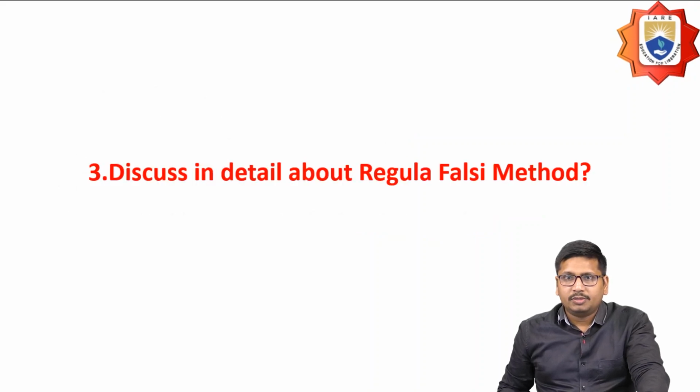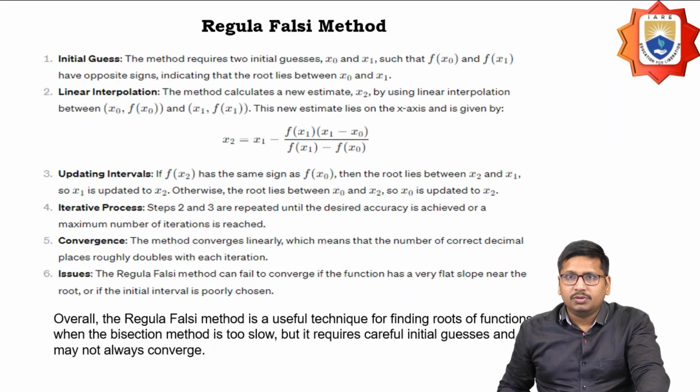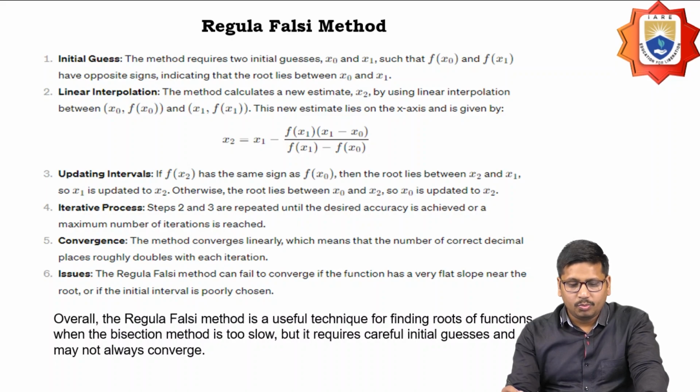So next one, explain in detail about the regula falsi method. In this one, the initial guess has to be obtained, and linear interpolation has to be known, and then updating intervals, the iterative process, convergence and issues. So these are all going to be discussed in order to find out the regula falsi method.